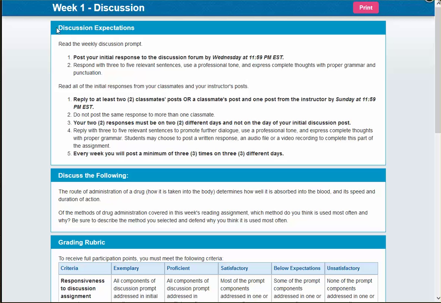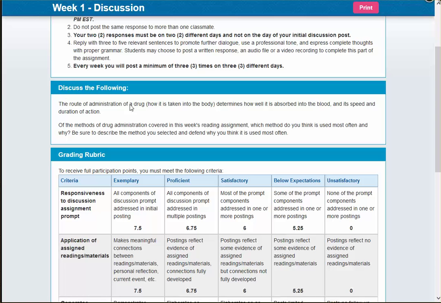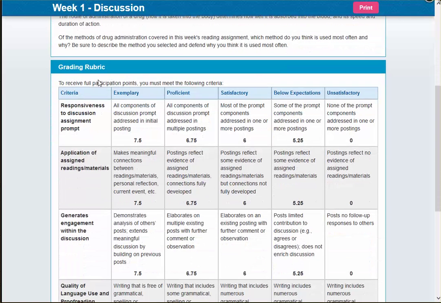With each discussion, you'll see that we have discussion expectations, we have a discussion prompt or place where it will tell you to discuss the following, and then a grading rubric. I want to spend a minute here just talking to you about the grading rubric so that you fully understand how I grade your discussion post and how you can earn full participation points. To do so, you will need to do all of the following criteria. Let's go over each of the criteria.